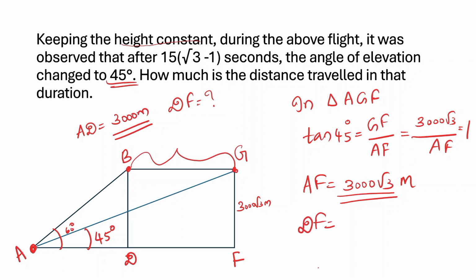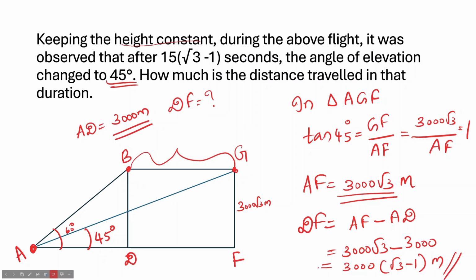So you can find DF. How much is the distance traveled in that duration? That is DF. DF is AF minus AD. AF is 3000 root 3, and AD we already found as 3000 meters. So we can subtract: 3000 times root 3 minus 1 meters. This is the answer.